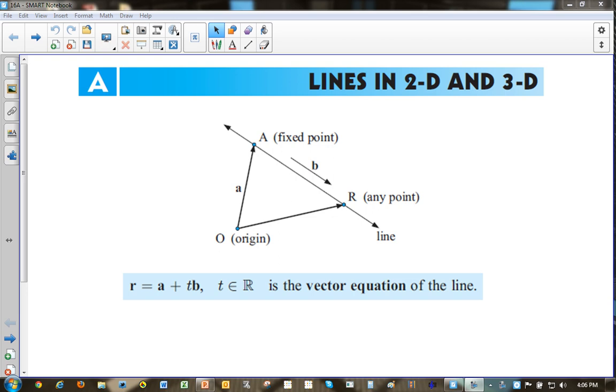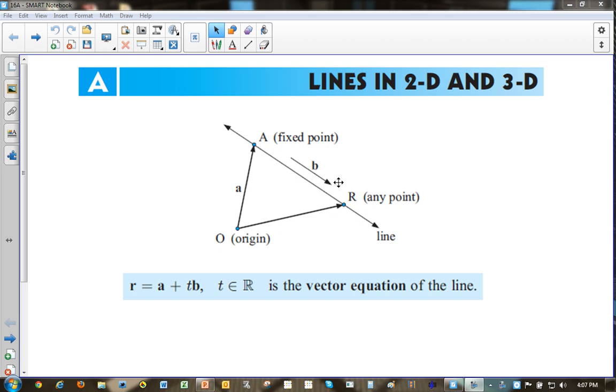Now it's recording. All right, ladies and gentlemen, we are going to be starting Chapter 16, and we're going to have a discussion on lines in 2 dimensions and 3 dimensions. I'm going to focus today on 2-dimensional lines, and we're going to be discussing them in terms of vectors.